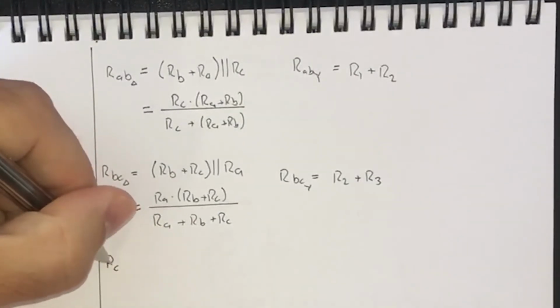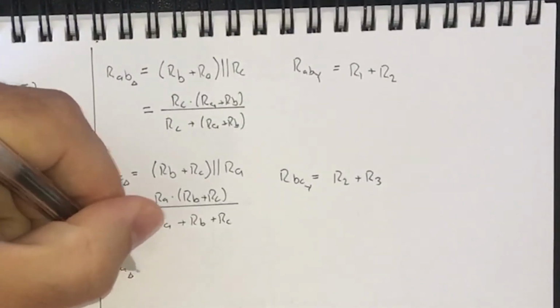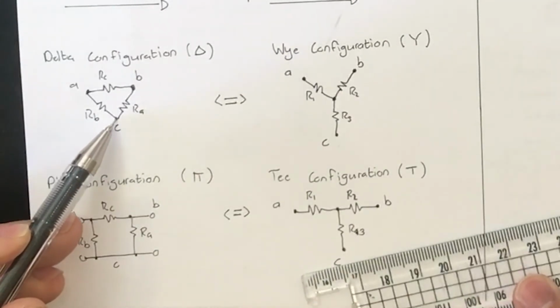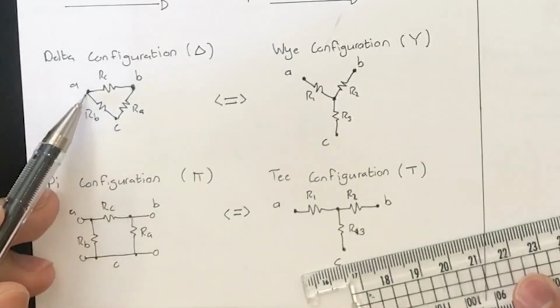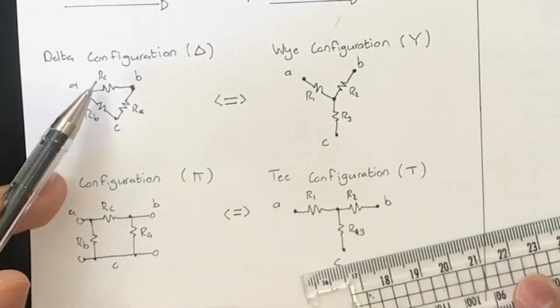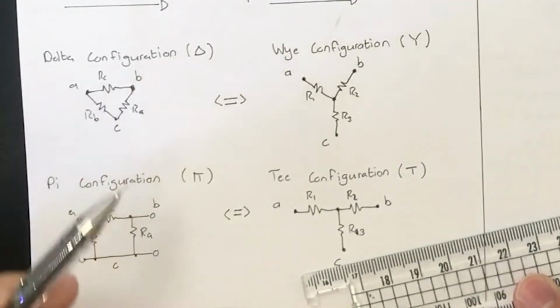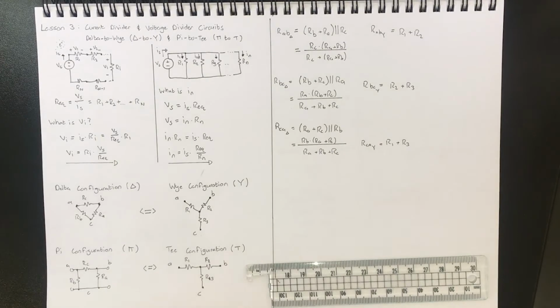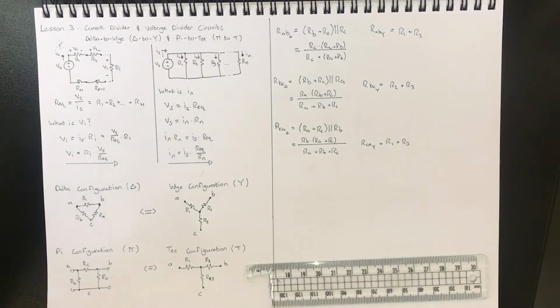Finally, let's look at RCA in the delta case. So this is the resistance seen from node C to A. So again, we have RB in parallel with the series combination of RA and RC. Okay, wonderful. Let's review what we've done here, just to be exactly clear what we've done.